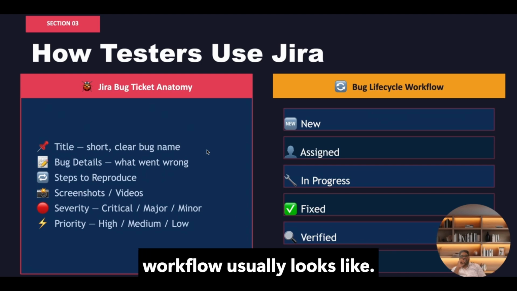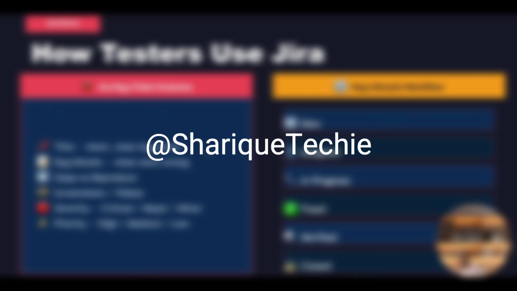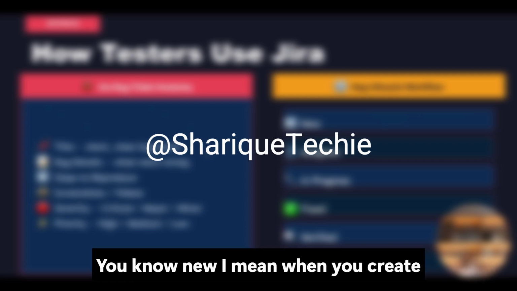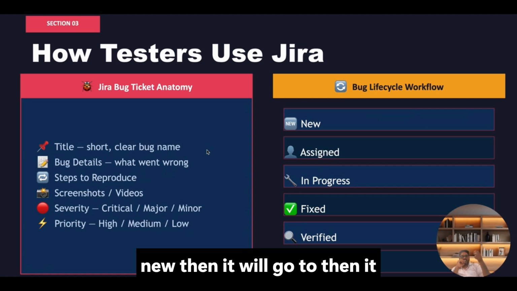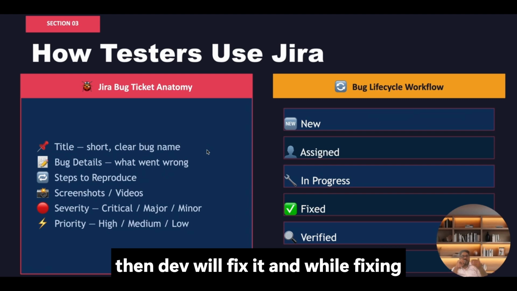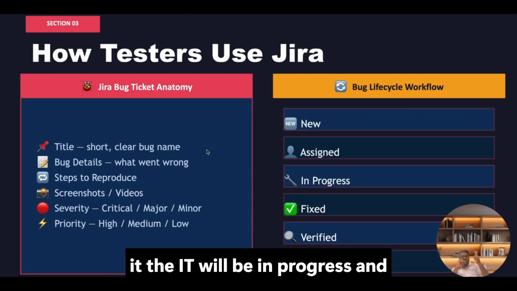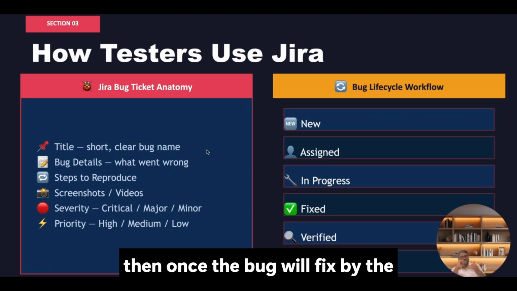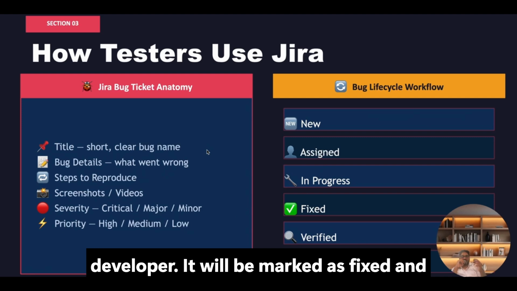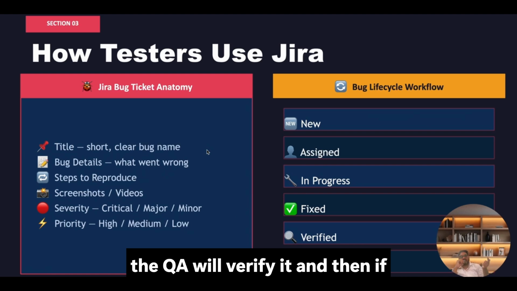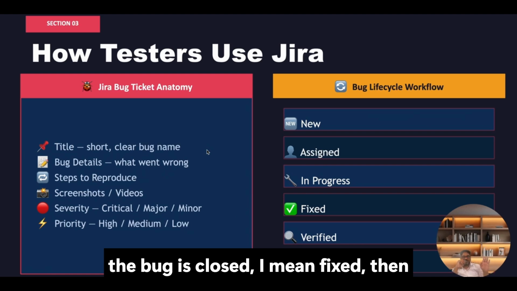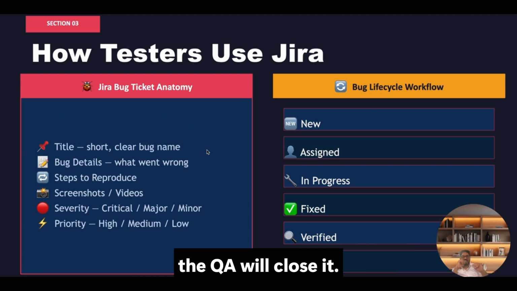Then what happens? The workflow usually looks like this. New. When you create a bug, it will say To Do or New. Then it will be assigned to a dev, and then the dev will fix it, and while fixing it, it will be In Progress. Once the bug is fixed by the developer, it will be marked as Fixed, and it will be assigned back to QA. Then the QA will verify it, and if the bug is fixed, the QA will close it.